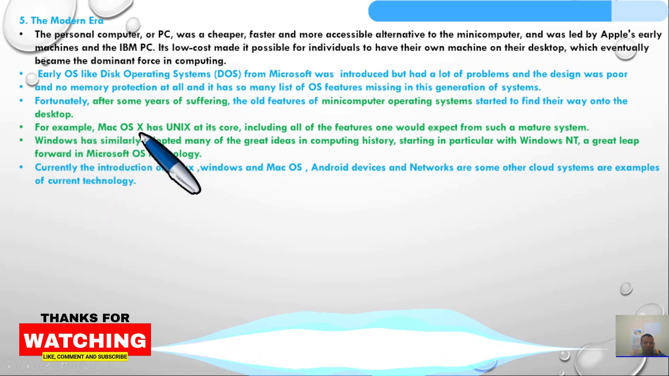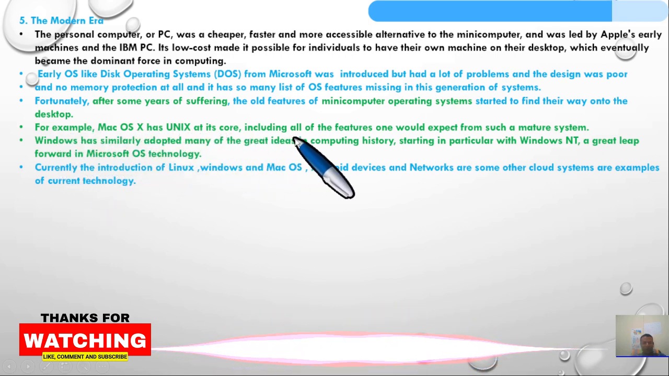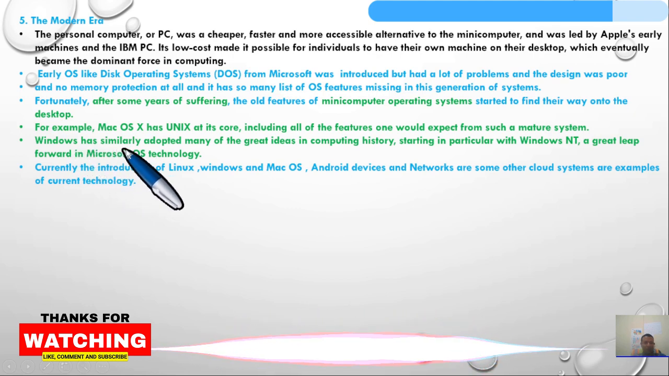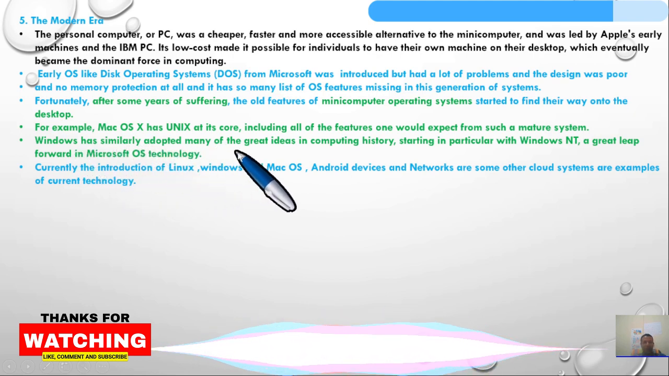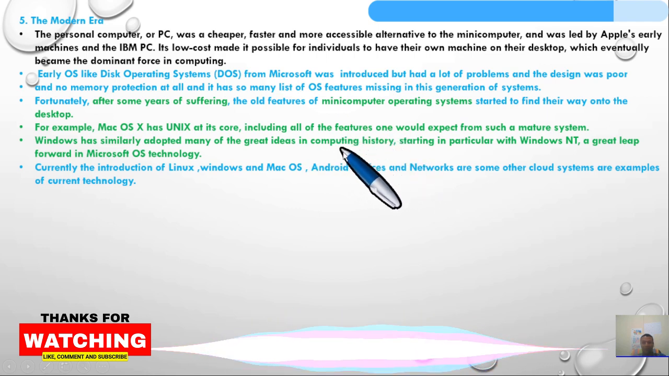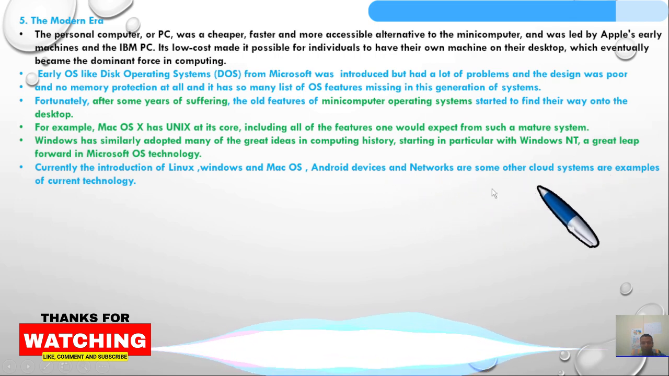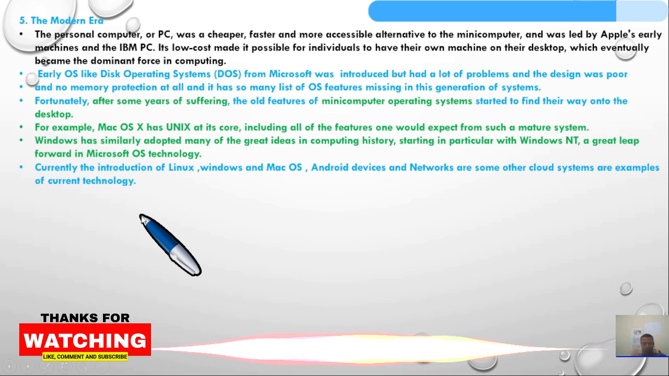For example, Mac OS X has Unix as its core, including all of the features one would expect from such a mature system. Windows has similarly adopted many of the great ideas in computing history, starting in particular with Windows NT, a great leap forward in Microsoft OS technology. Currently, Linux, Windows and Mac OS, Android devices and networks, and cloud systems are examples of current technology.